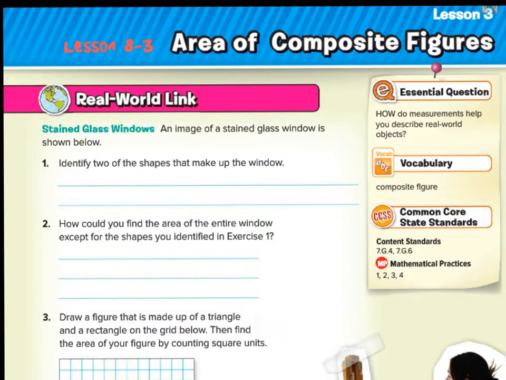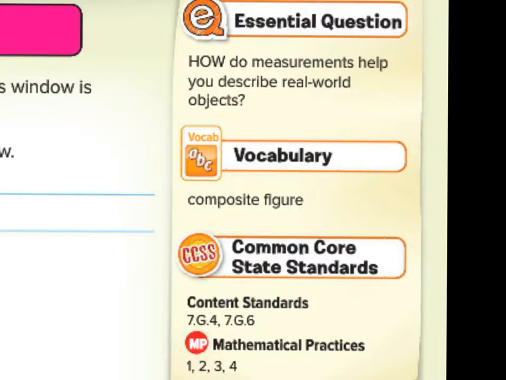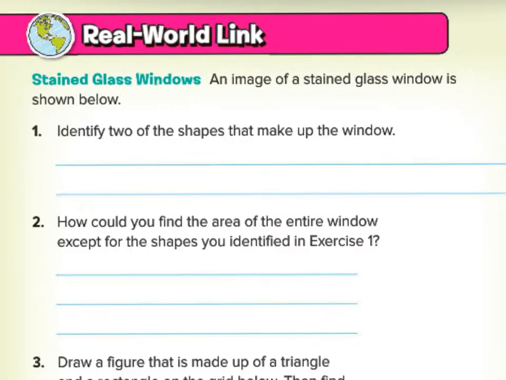Hello everyone, welcome to lesson 8-3, area of composite figures. We will continue to address how do measurements help you describe real world objects, and our vocabulary is composite figure. To begin, we're going to look at the real world problem regarding stained glass windows.